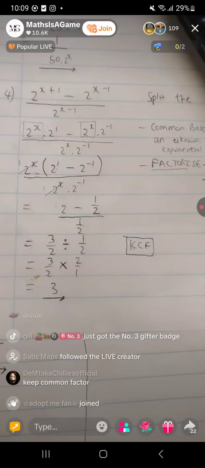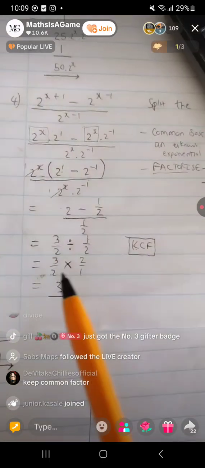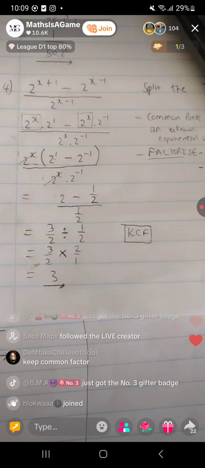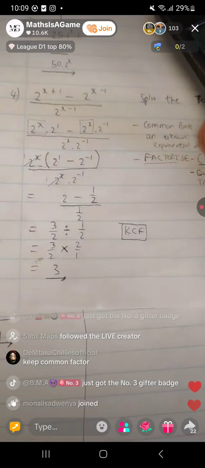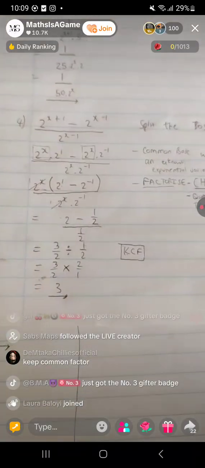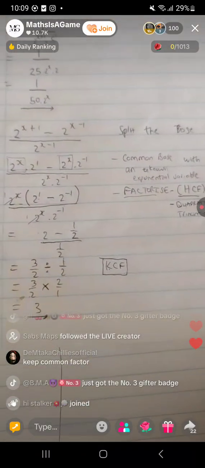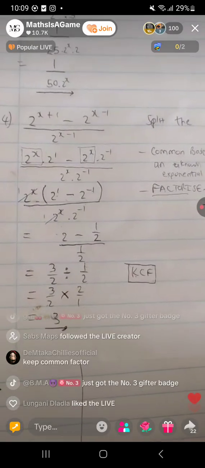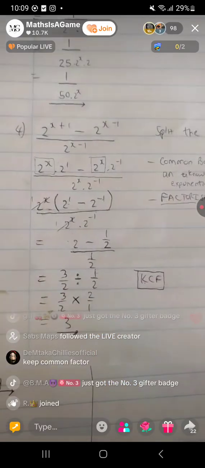Keep common factor. The learner said keep, change, flip. Dem Taka Chili's official, you are misleading us. Leonard said keep, change, flip, my guy or my girl, whoever you are. So yes, guys, please.